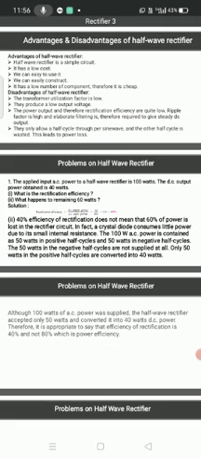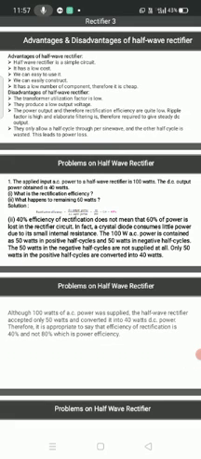Next point, we can easily construct it. We are using fewer components in the half-wave rectifier compared to other rectifiers, such as the full-wave rectifier. So from the construction view, it is very simple. It has one transformer, one diode and one resistive load. Only three components. So the construction of the half-wave rectifier is very easy.